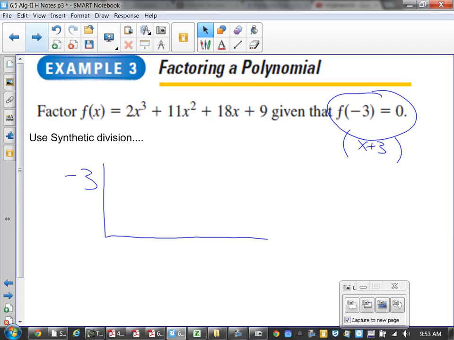Use my coefficients, 2, 11, 18, and 9. Remember, a very easy way to check yourself if you have enough coefficients is that if you have a third-degree polynomial, you should have 4 terms. You will always have one more term than your degree when you synthetically divide. That's the generic reminder rule. Go through your synthetic division.